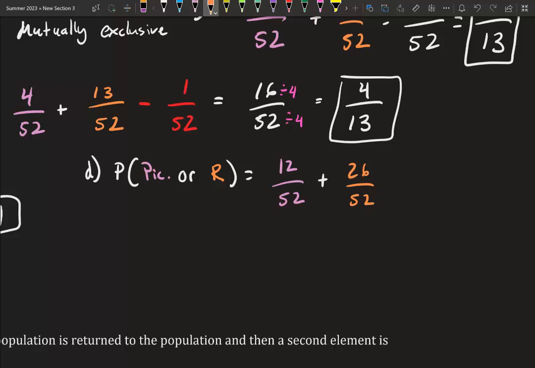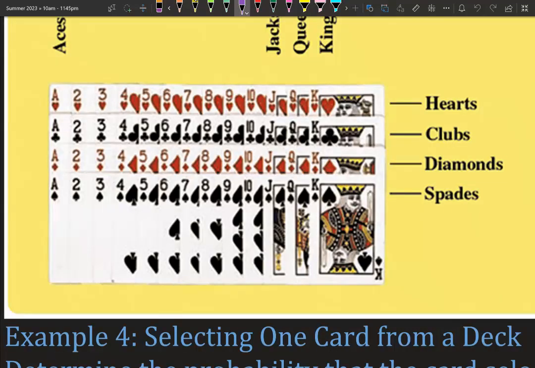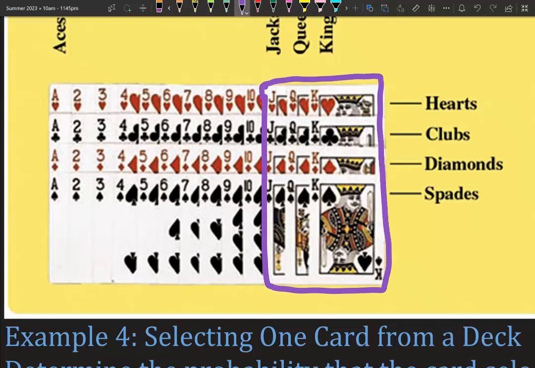If we go back to our deck of cards, we're looking at our picture cards. Our picture cards are these ones right here. If we look, we have some that are not allowed. We have this one's red, this one's red, this one's red, this one's red, this one's red, this one's red. We have 6 that are red and picture cards.